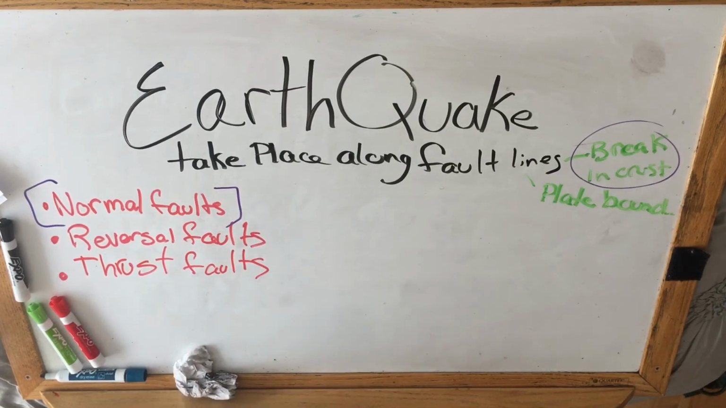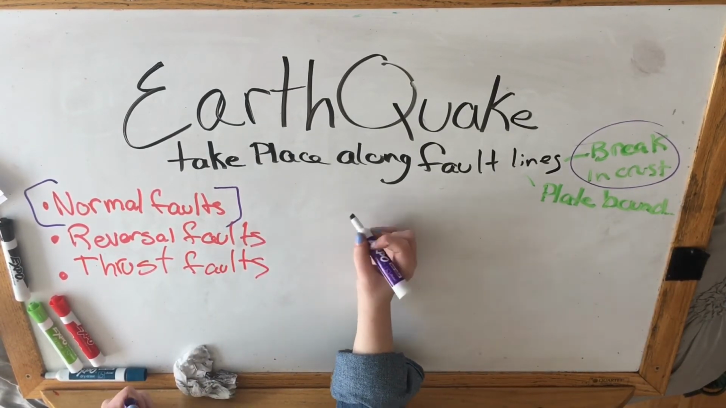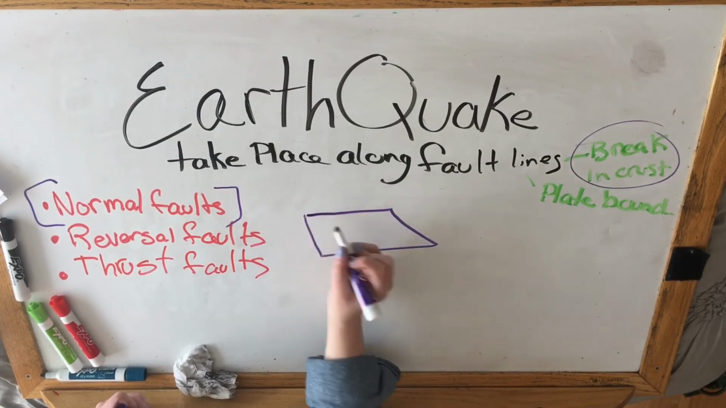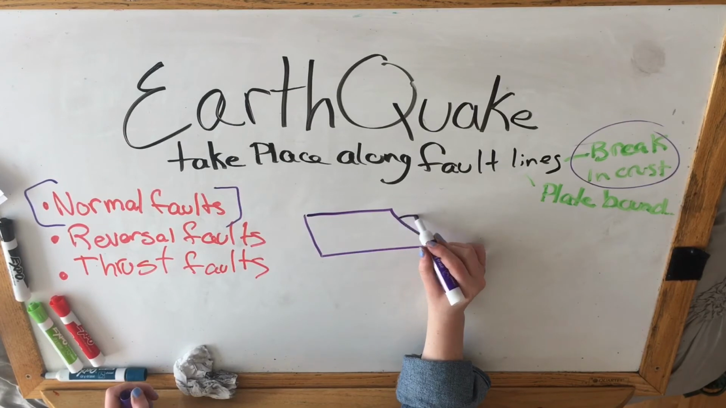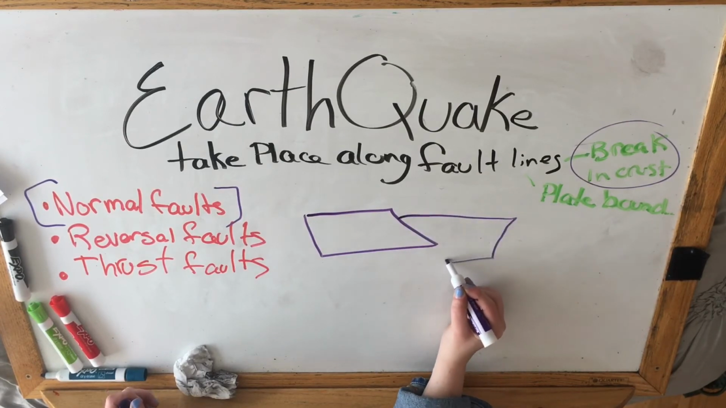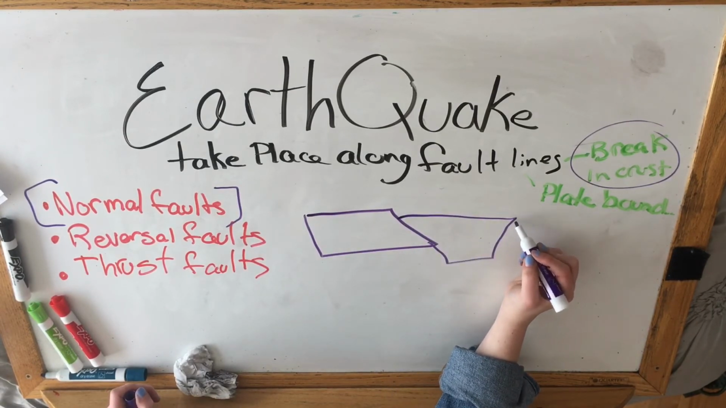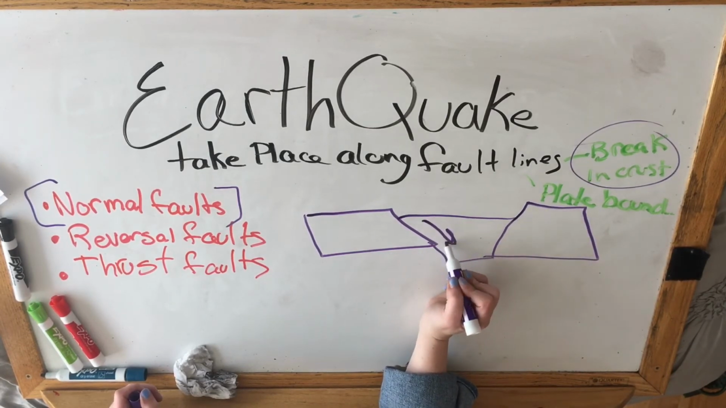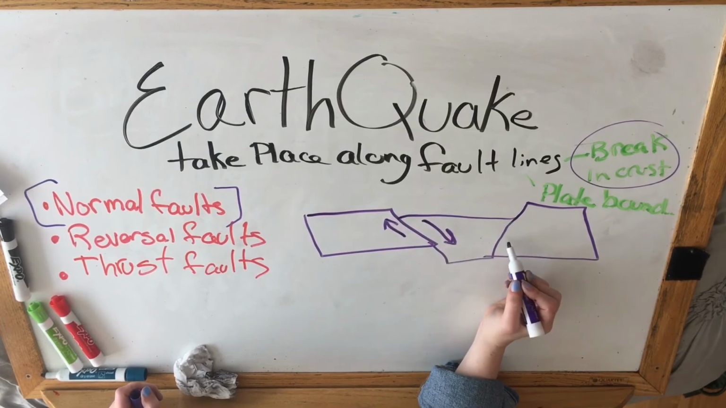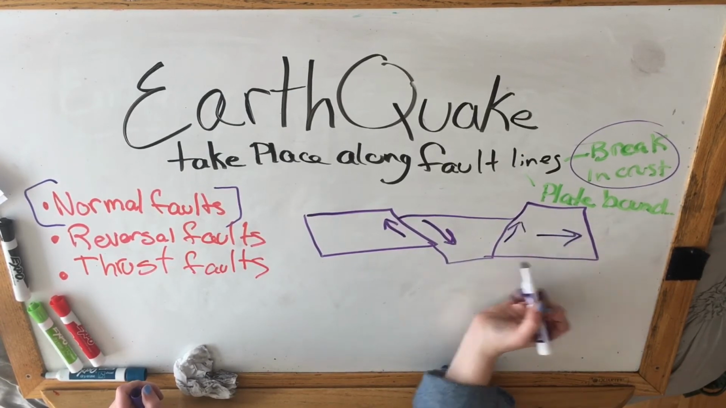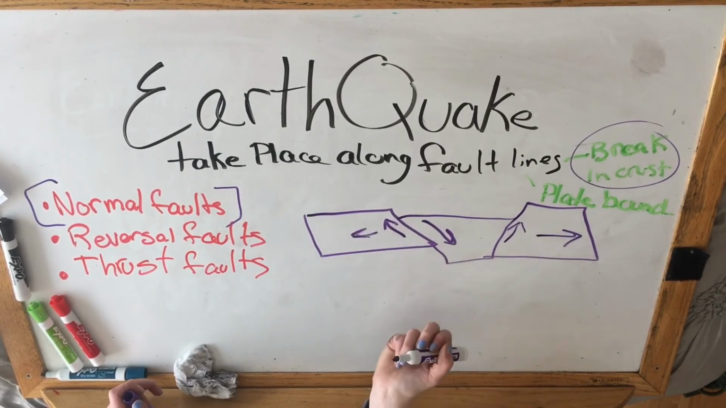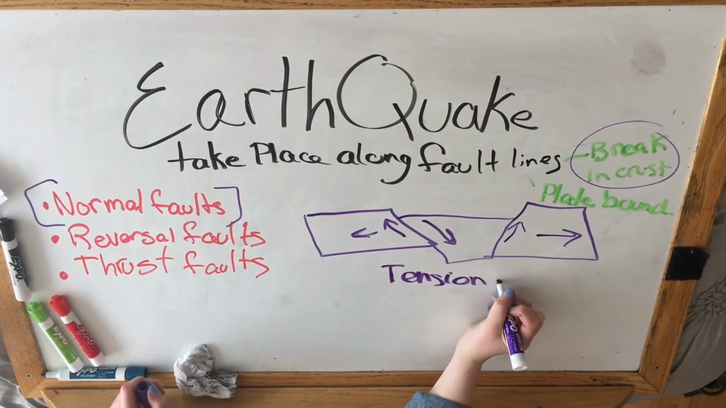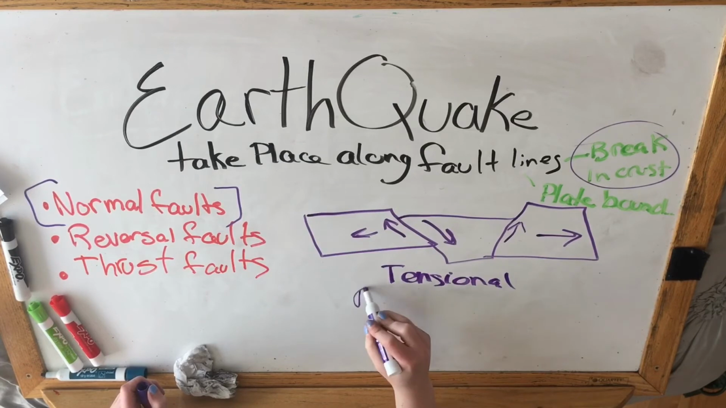Okay, so a normal fault is when you have a break in the crust that is pulling apart. So here we have our Earth's crust, and you have the center piece, which is falling downwards, and you have another piece of the Earth's crust. So this is going downwards, this is going upwards, and they are pulling apart. This is tensional, meaning pulling apart.